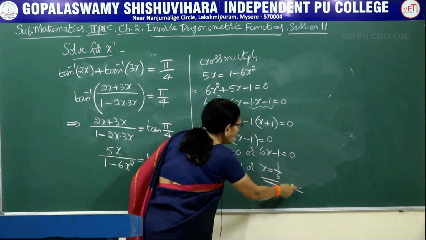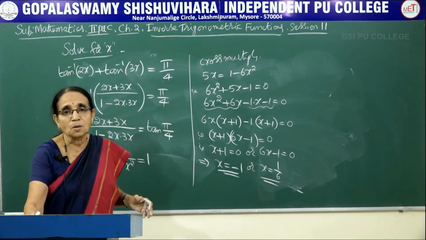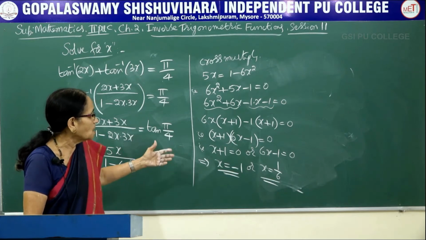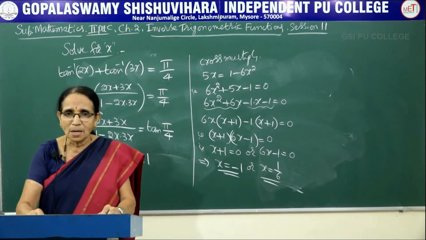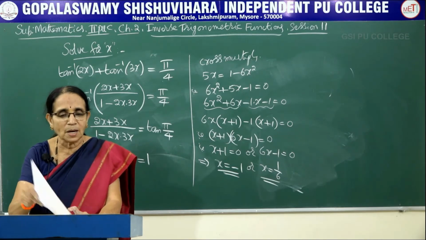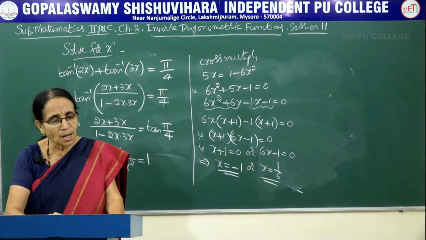So these are the two values which can be substituted, and we can show that the left hand side is equal to right hand side. Either x would be equal to minus 1 or x would be equal to 1 by 6. Okay. Now let us move on to the next problem.